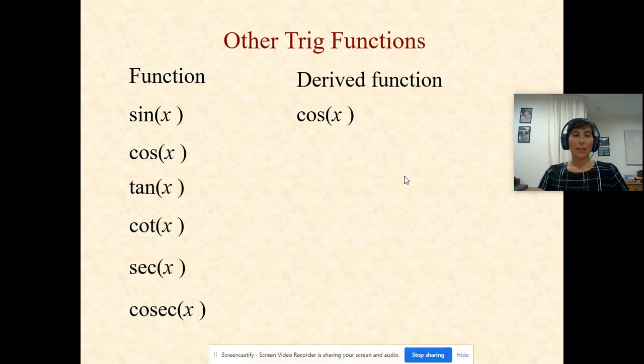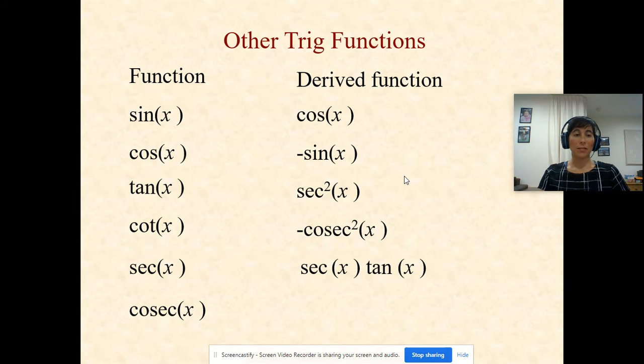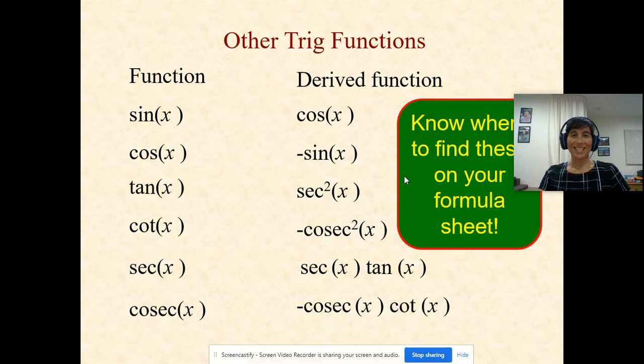So what have we learnt so far? The derivative of sine x is cos x. The derivative of cos x is negative sine x. The derivative of tan x is sec squared of x. Some of the other functions that you can differentiate, on your formula sheet you've got given here the derivative of cot x is negative cosec squared of x. The derivative of sec x is sec x tan x, and the derivative of cosec x is negative cosec x cot x. The key is to know where they are on your formula sheet and how to use them.